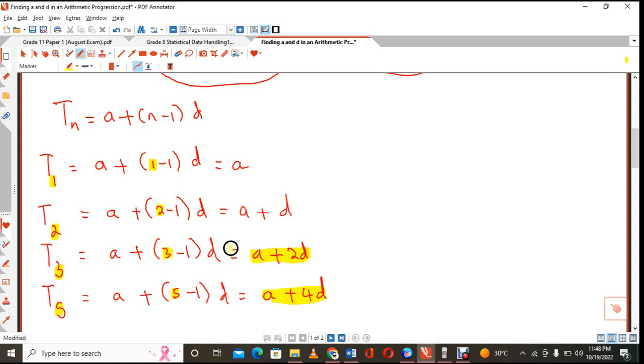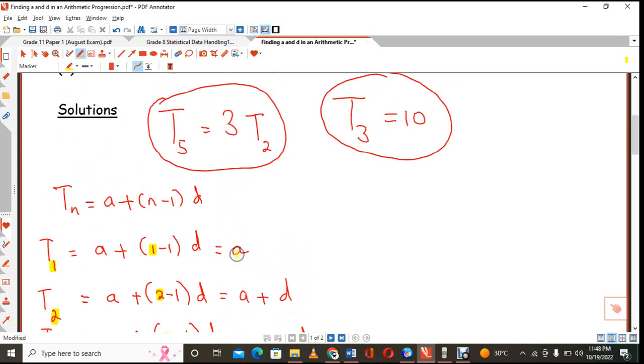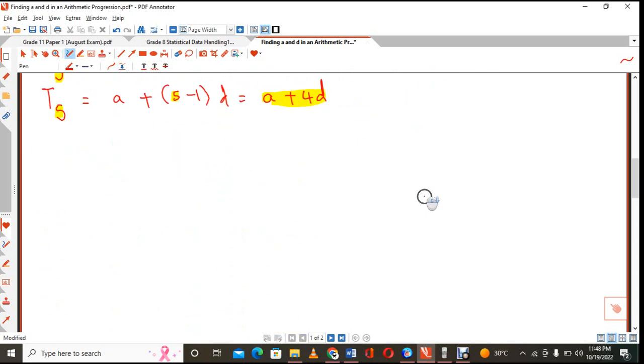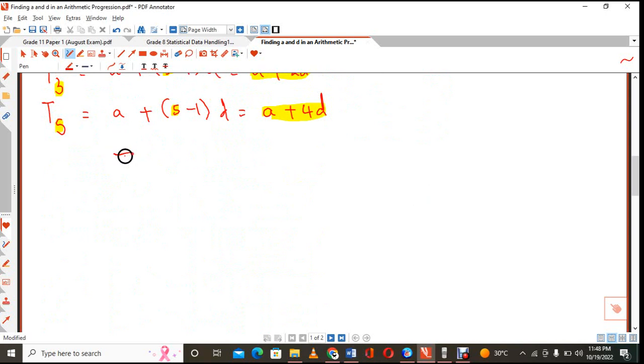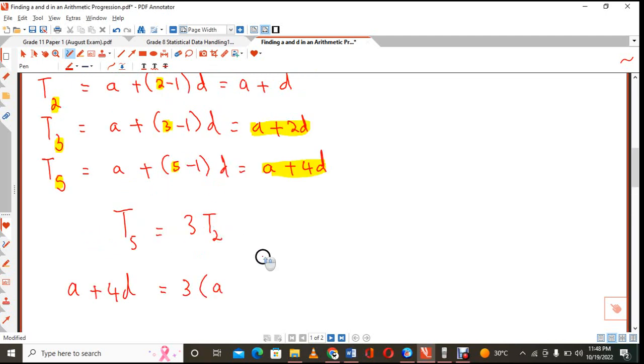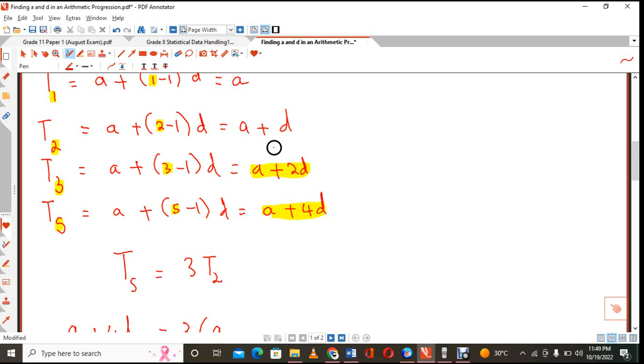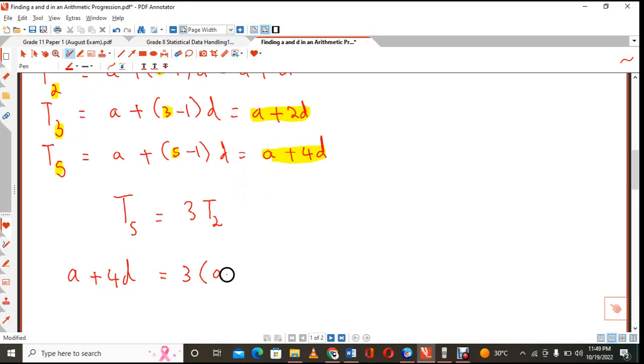And what else do they say? I'm going to write that all the way over here. They say that for this information, the fifth term is 3 times the second term. So that means A plus 4D is equal to 3 times the second term, A plus D. So the second term is represented by A plus D, always one less.